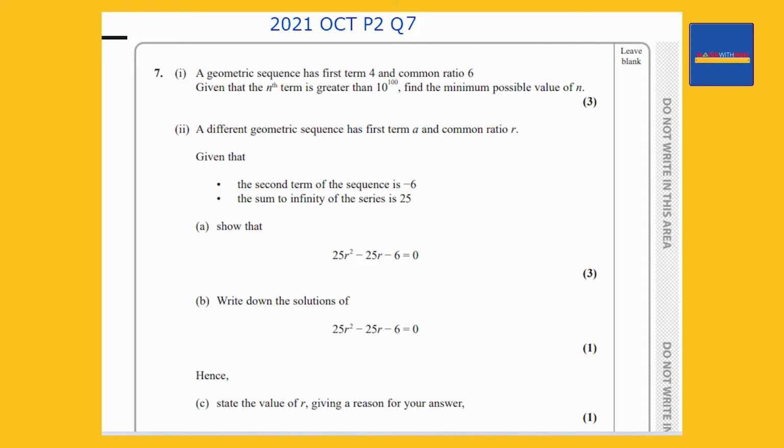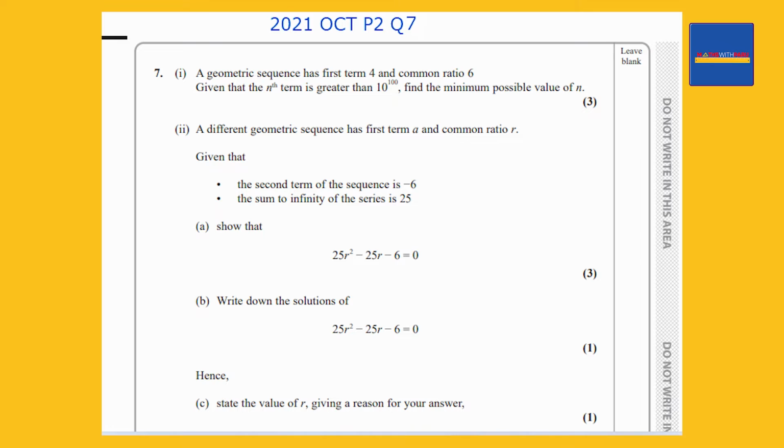Here the question says, we have a geometric sequence and the first term of the geometric sequence is 4 and the common ratio is 6. Given that the nth term is greater than 10 to the power 100, find the minimum possible value of n.